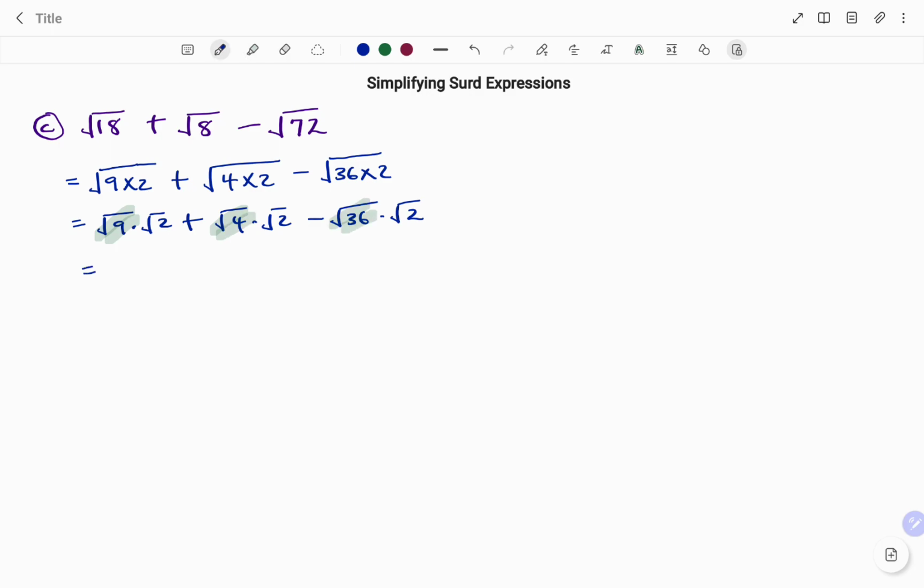So therefore we have root of 9, that's 3 root 2, plus root of 4, 2 root 2, minus root of 36, 6 root 2. And simplifying, we have 3 root 2 plus 2 root 2, that will give us 5 root 2, minus 6 root 2. We have minus 1 root 2 or minus root 2.